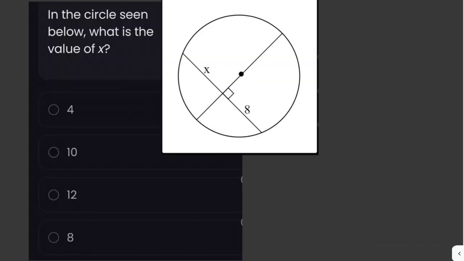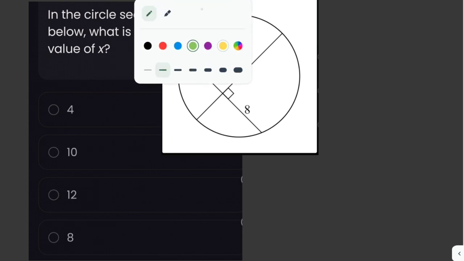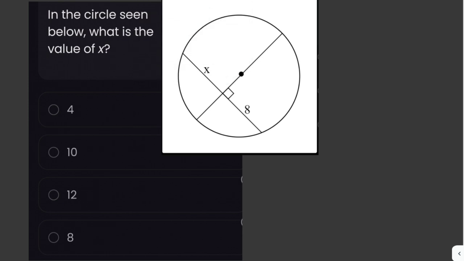In the circle seen below, what is the value of x? Alright, let's take a look at the figure here. So we're given a circle and we're given a chord. So given any chord, if a second chord is perpendicular to that chord, it says it's perpendicular because this one here forms a right angle. So if a second chord is perpendicular to that chord, which is this one, and also passes through the center, okay, so this chord here passes through the center of the circle, then the first chord must be bisected.